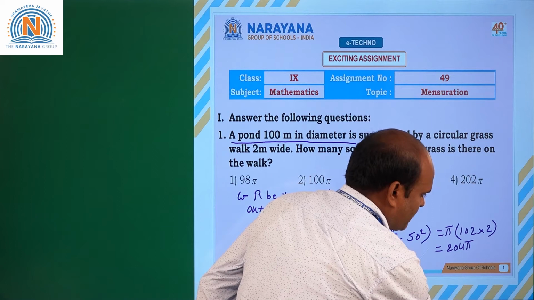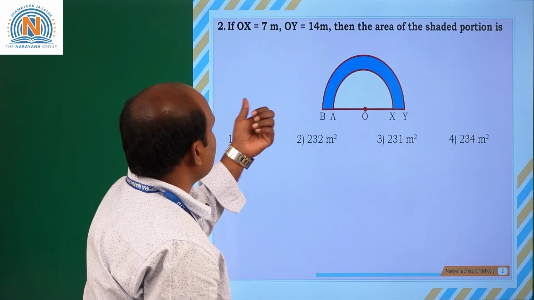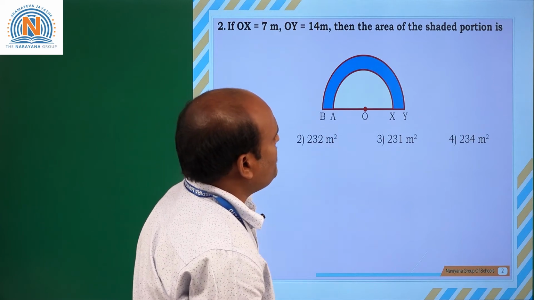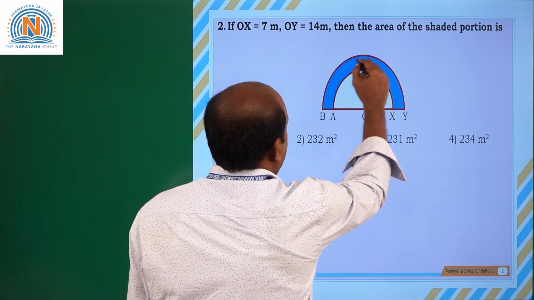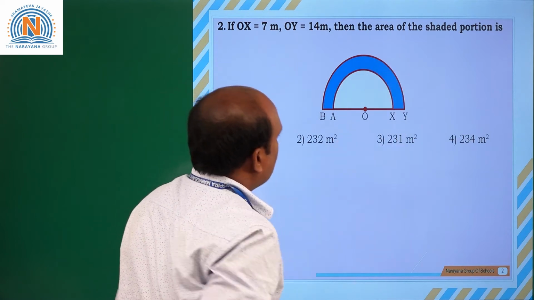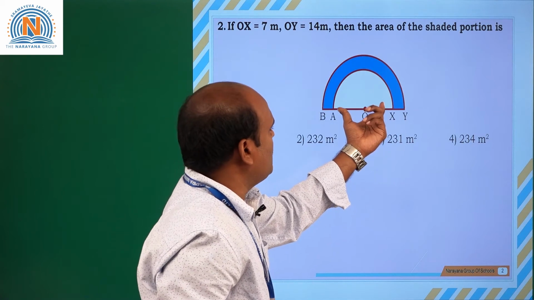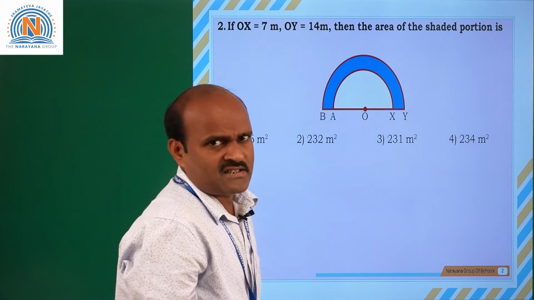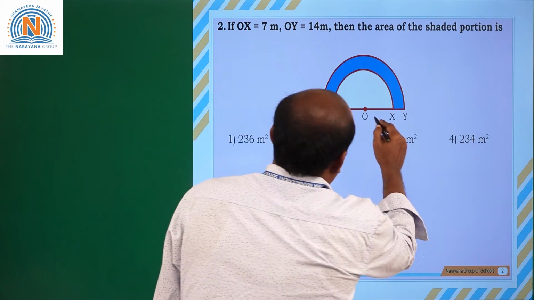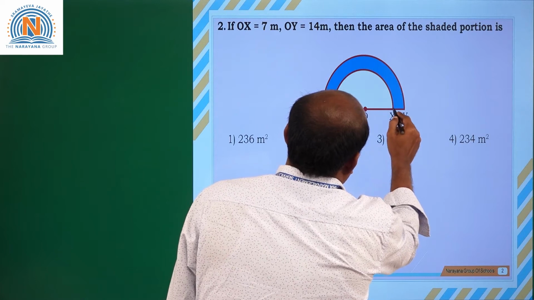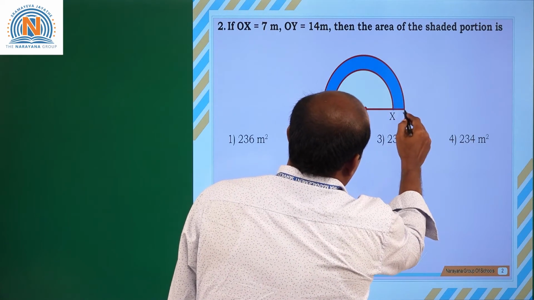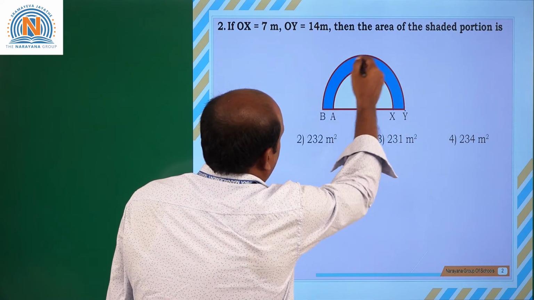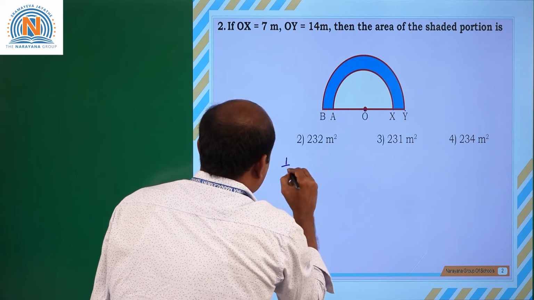Now coming to the next one. If OX is equal to 7 meters, OY is equal to 14 meters, then the area of shaded portion is, now we want to find this shaded portion, right? This shaded portion is nothing but like a half circle, right? What is the area of half circle? 1 by 2 pi r square. So here inner circle radius is OX and outer circle radius is OY, outer half circle radius, right? OY.